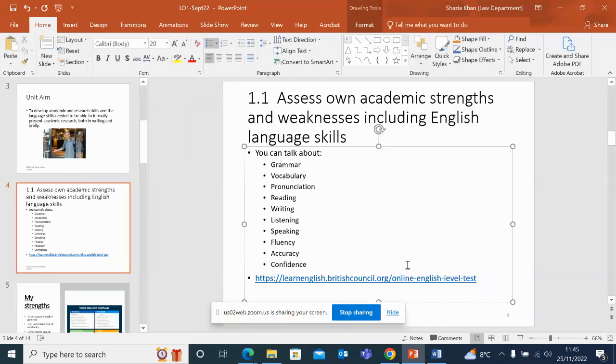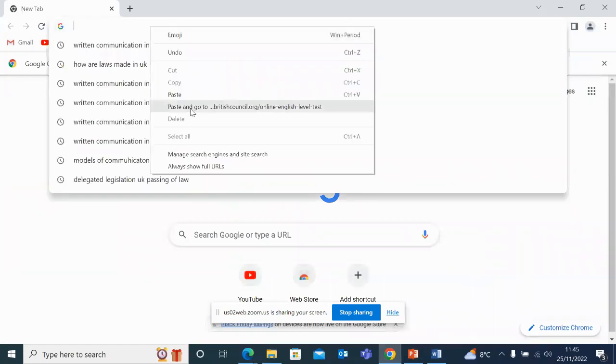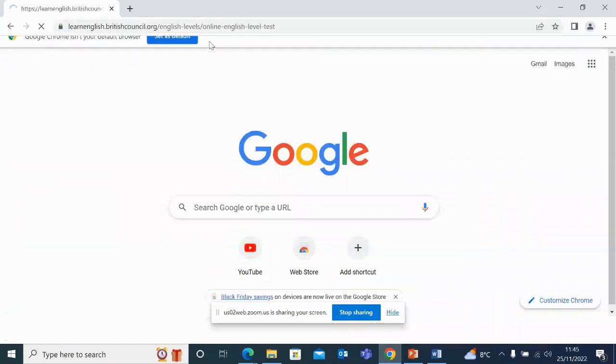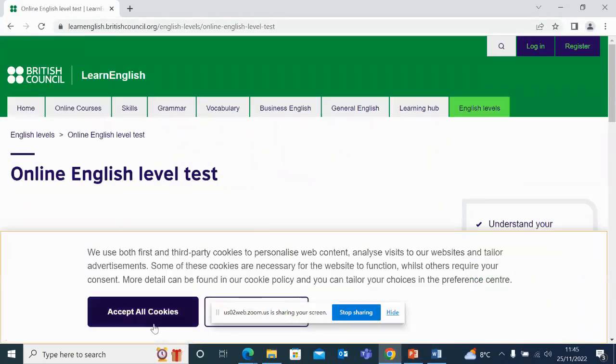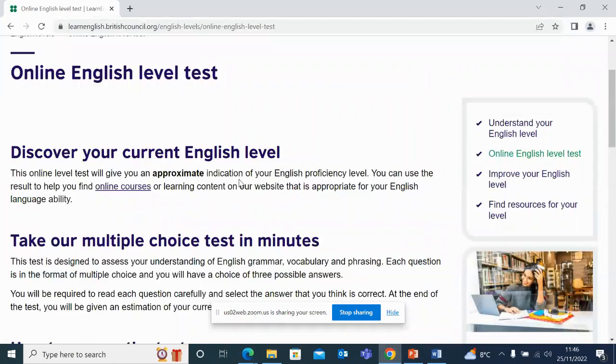Let's see if we can open that website up. So yeah, if you look at this website, it's an online English level test, and it discovers your current English level, because it's so important to know what proficiency level you are at. Why do you think it's so important? Because we want to go through academic materials. Yeah. And be able to write, especially listen and present.